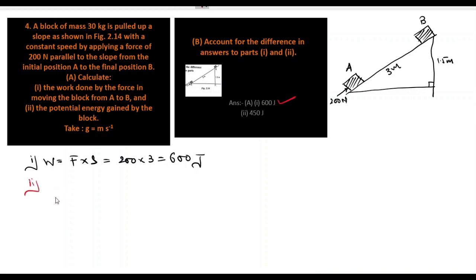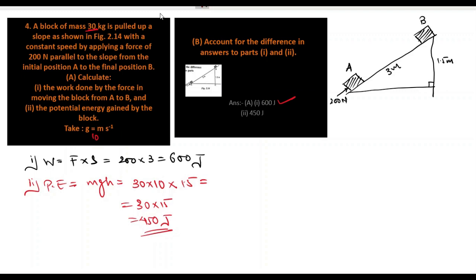Second one. The potential energy gained by the block. Okay, the value of g is not given. I'll take it as 10. Potential energy gained by the block when it moves from position A to position B. Now position A is ground level, so there is no potential energy at position A. At position B, the potential energy will become mgh. M, the mass of the block, is 30 kg. g is 10 and height is 1.5. So that is basically 30 into 15, which is 450 joule. This is the potential energy.